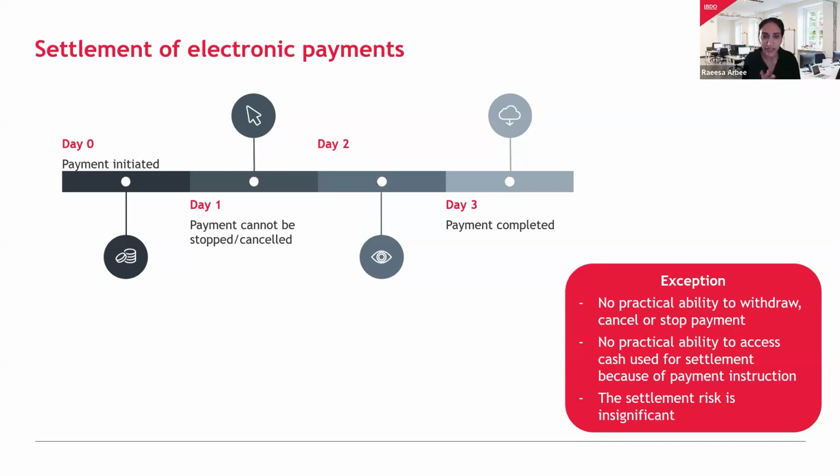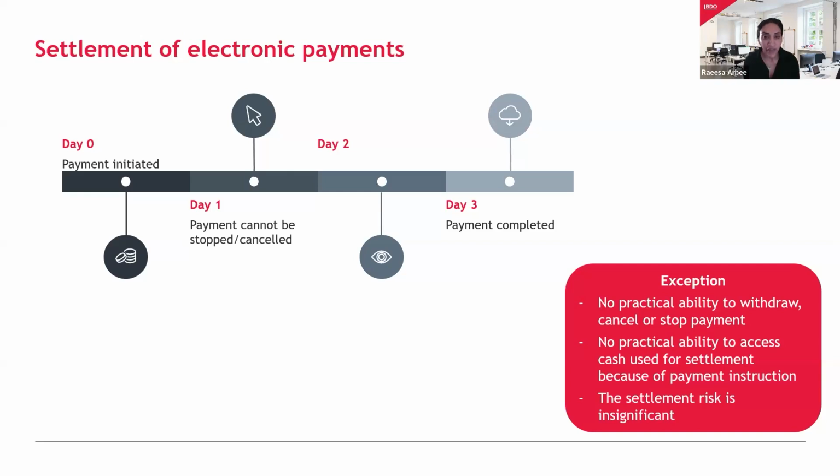So we've got a very simple timeline here. And we've got a company that settles its trade payables using an electronic payment system. So it initiates payment on day 0, and this payment takes 3 days to clear. So on day 1, the payment can't be stopped or canceled. It's sitting within the banking system. And on day 3, it's completed. It's now reflected in the creditor's bank account. And there's nothing further for us to do.